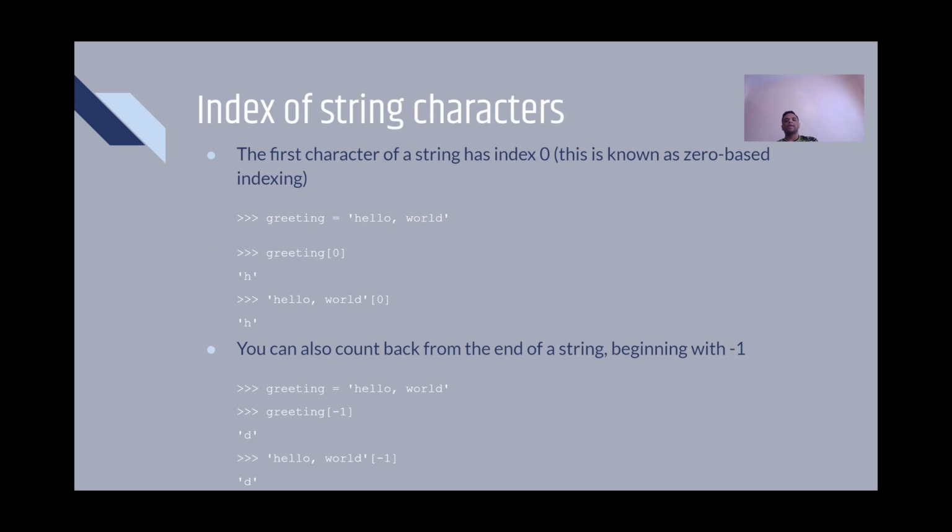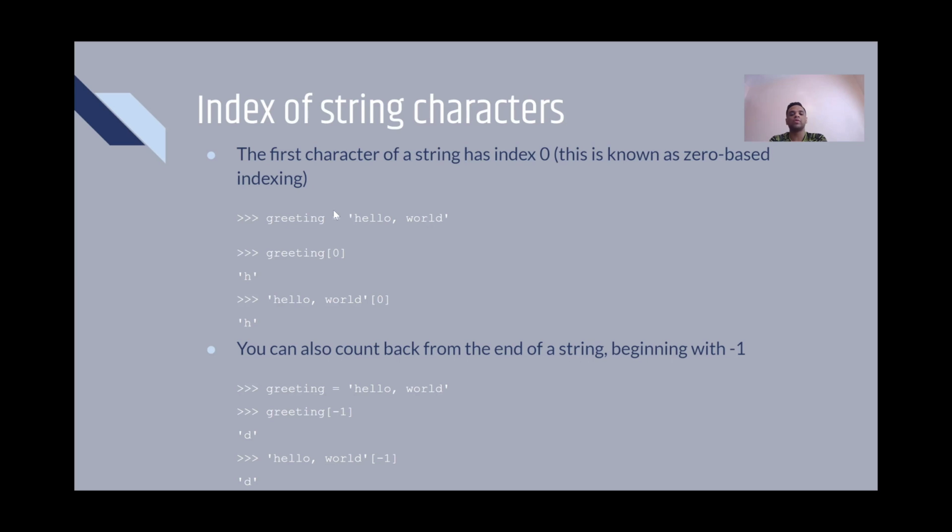So now let's talk about indexing a string and slicing a string. The first character of a string has index 0. So this is known as zero-based indexing. Every time, the first character in a string always starts with 0, not 1. That's why we call this zero-based indexing. The first letter is always 0, so H in this case will be 0.